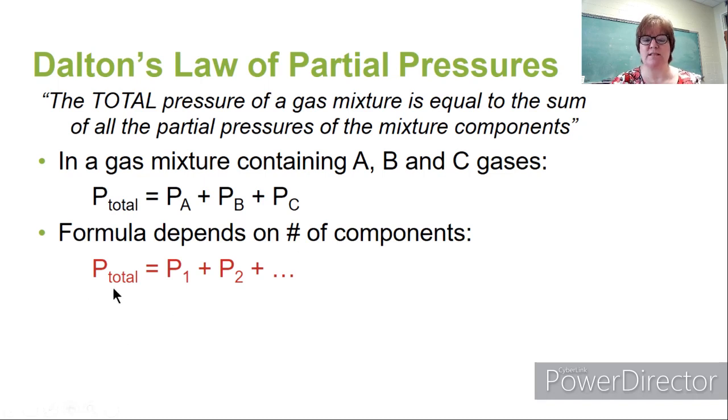So often it's written as P total is equal to P1 plus P2 plus dot, dot, dot, meaning keep going until you have all of the components. If I only had two components, it would be the partial pressure of the first one plus the partial pressure of the second one. Notice that whether I call it a pressure or a partial pressure depends on the subscript. If the subscript is describing one component, it's a partial pressure. If it's describing the whole sample, it's the total pressure. So it can be a little bit difficult to tell from context whether something is a partial pressure or a total pressure.